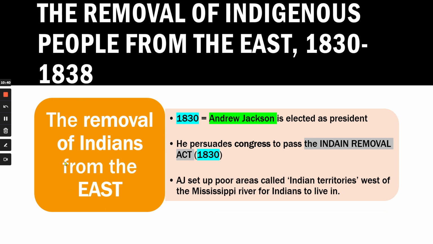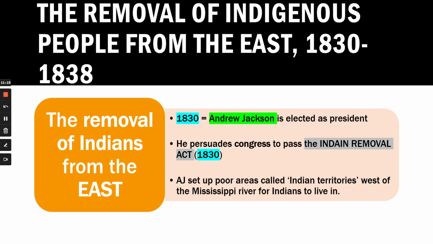So the removal of Indians from the East is a really important topic. It's best that you spend a lot of time on this slide. So in 1830, a really horrible president called Andrew Jackson was elected. He was a classic Southern slave owner, hated indigenous people, loved slavery, that kind of man. He persuaded Congress, remember the Parliament, to pass the Indian Removal Act of 1830.